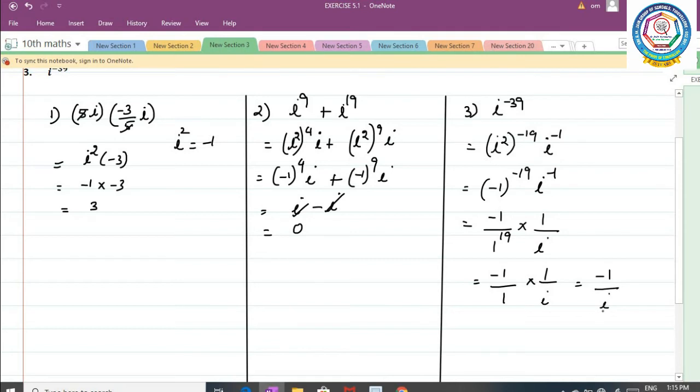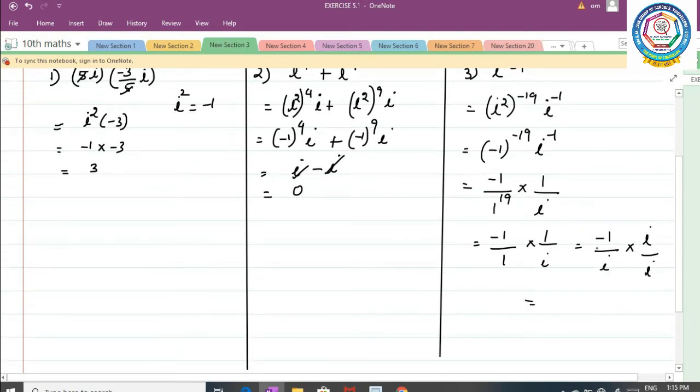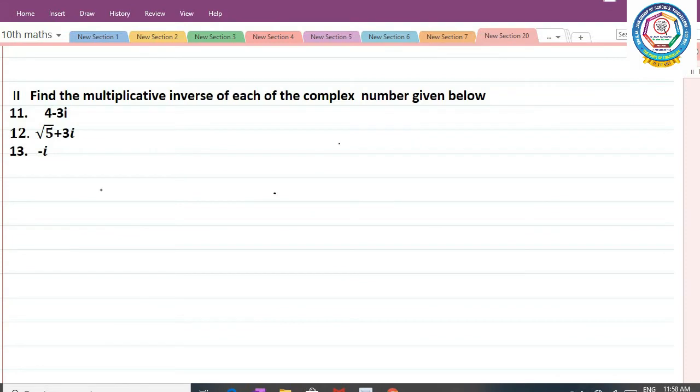But the denominator i is there, so I am taking the conjugate. So I am multiplying the numerator and denominator by i. That is equal to minus 1 into i, minus i by i into i square. i square is minus 1. So minus minus will cancel, that is equal to i. Here we are getting only the imaginary part. The real part is 0.